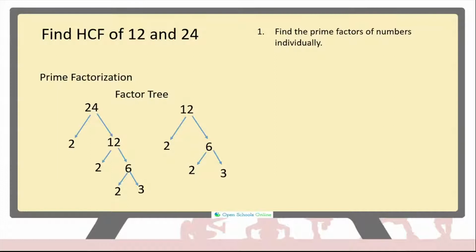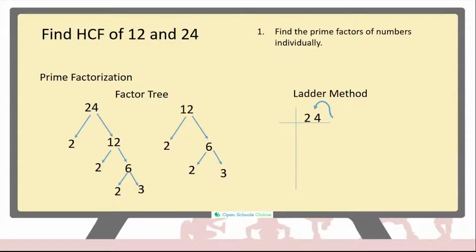Is there any other method of doing prime factorization? Yes, there is. It is called ladder method. Now let's find out the prime factors of 24 using the ladder method. So in this method, we first have to draw a ladder like this. Now we write the number which we have to factorize here. In this case, it would be 24.